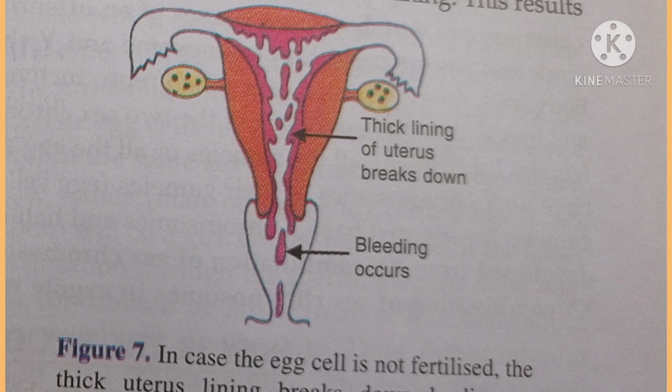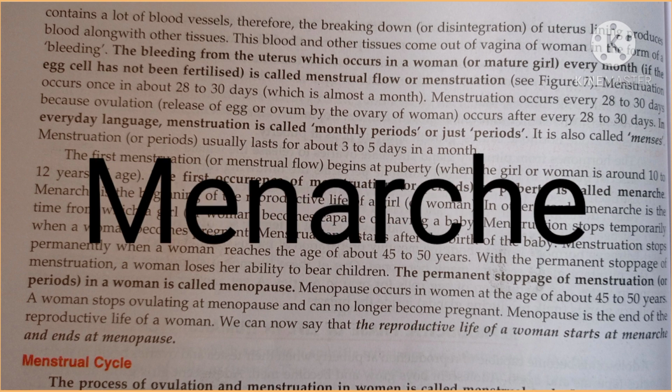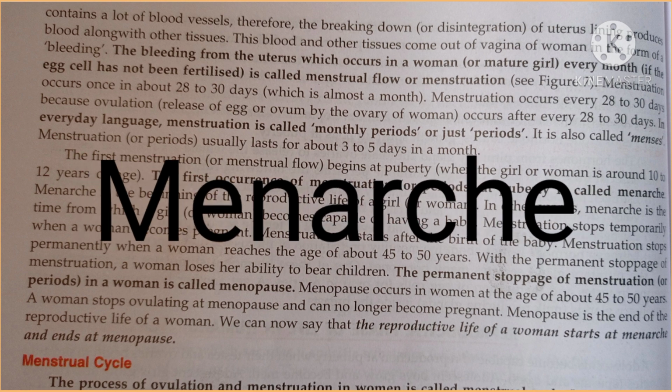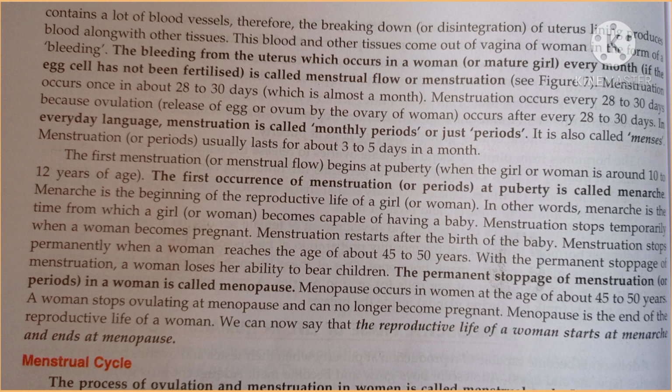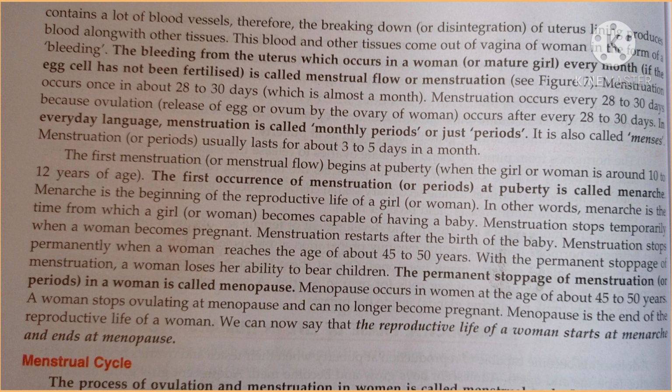The first menstruation begins at puberty, when the girl is around 10 to 12 years of age. The first occurrence of menstruation at puberty is called menarche. On the other hand, the permanent stoppage of menstruation in a woman is called menopause, which occurs at the age of 45 to 50 years.